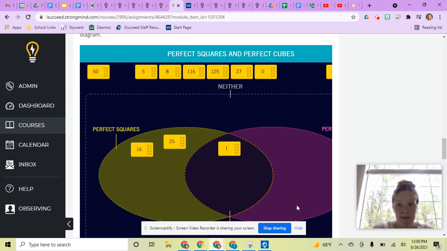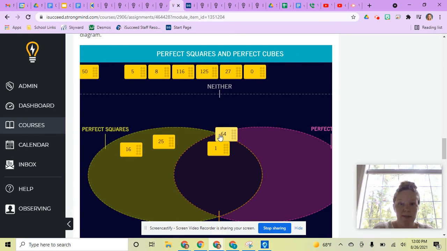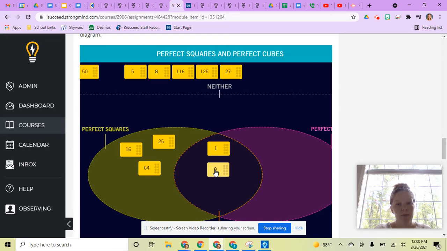So I'm going to put that in the middle. For some reason, I can't get over here. Okay, 64. That's 8 times 8. So now I need to look at which ones might be perfect cubes, something times itself 3 times. Well, I guess 0 times 0 should be a both, because 0 times 0 would work for a perfect square and a perfect cube. Although I don't know, it could be a neither. Let's see what they say.